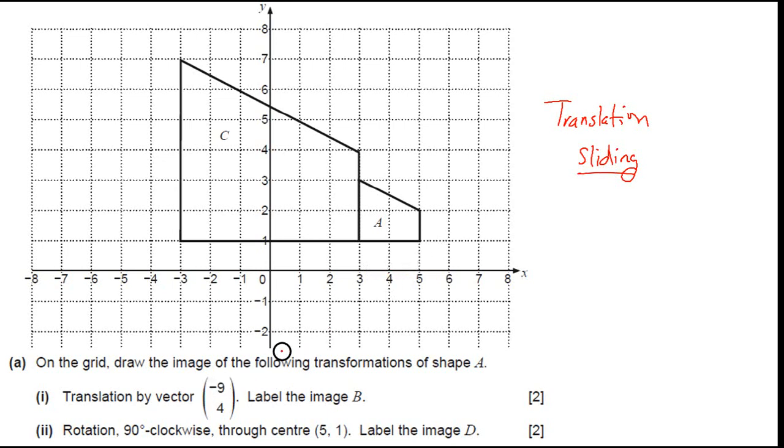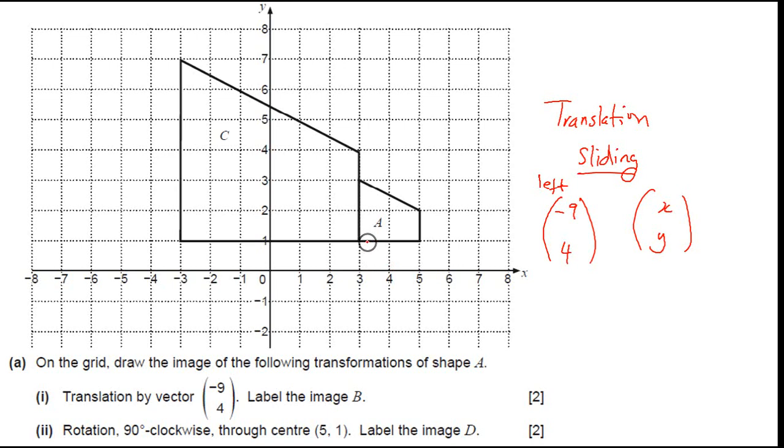Now when the vector is given to you, the top one is the x value, the bottom one is the y value. That means x direction and y direction. So x direction means to the left, to the right. If it's negative, the shape is going to the left. If the negative was where the y value is, then the shape will go up or down. So down if this is negative, up if it's positive.